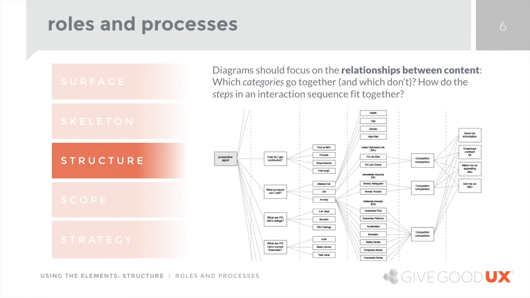The point is that diagrams, no matter what kind they are, should always focus on relationships between content. What categories go together? Which ones don't? How do the steps in an interaction sequence fit together? How do people move through this information? How do we expect them to move through the information? And quite frankly, how do they expect to step through this information? All those things are very important, but it's critical that in whatever format you choose, you document this in some way so that you can think through the process.